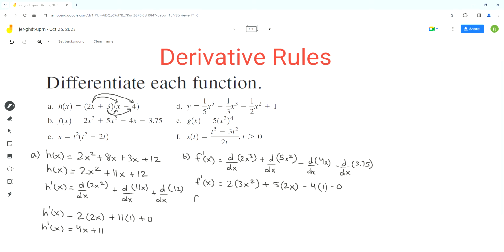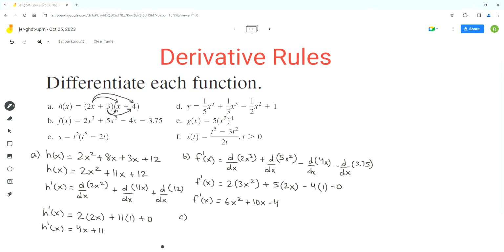So now we can simplify the terms. So we get 6x squared plus 10x minus 4. So this should be the final answer for the derivative of part B. So now we can analyze part C.